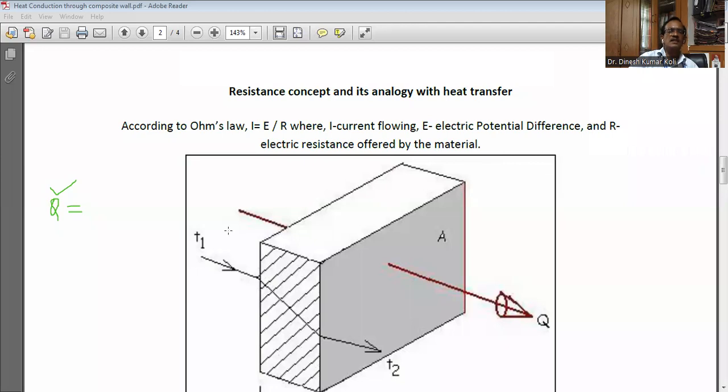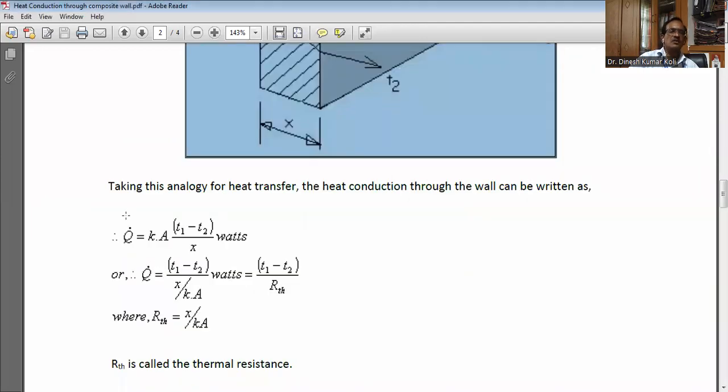Now this is written here in terms of resistance. Q equal to K A (T1 minus T2) by X, in watts. Then we can write Q equal to (T1 minus T2) divided by (X by KA), in watts. So T1 minus T2 is the temperature difference, divided by X by KA. Here X by KA indicates the thermal resistance, written here as RT. So the temperature difference upon the thermal resistance is the heat flow rate.